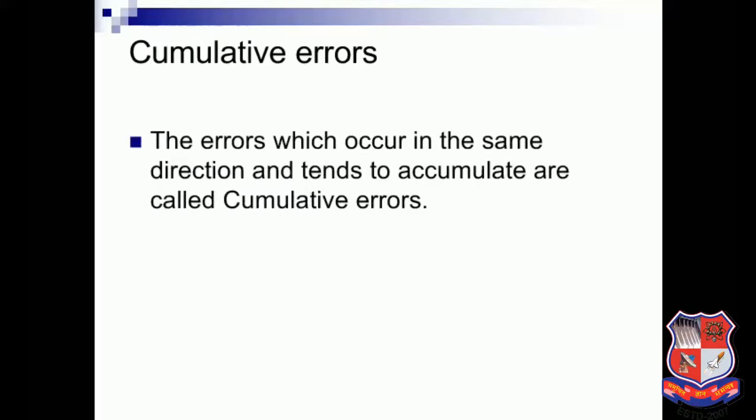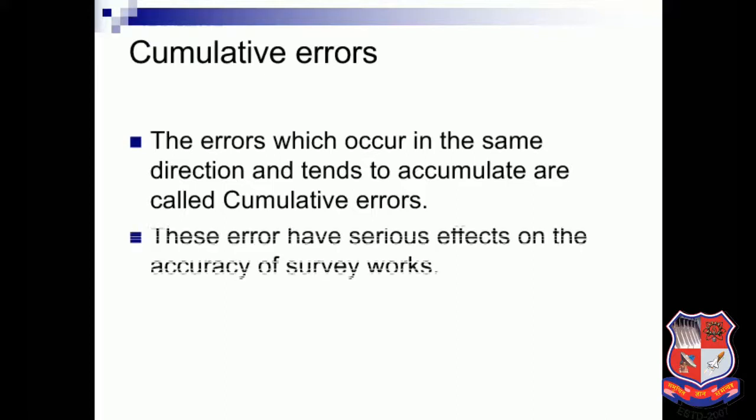You have to count it. Cumulative errors are those which occur in the same direction and tend to accumulate. They are called cumulative errors, and these errors have a serious effect on the accuracy of survey work.